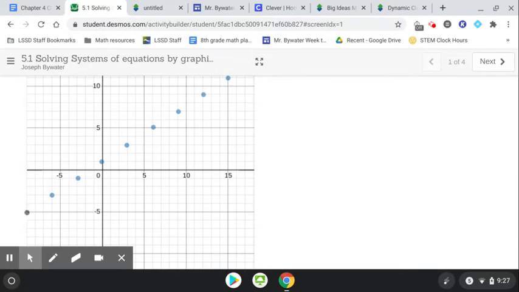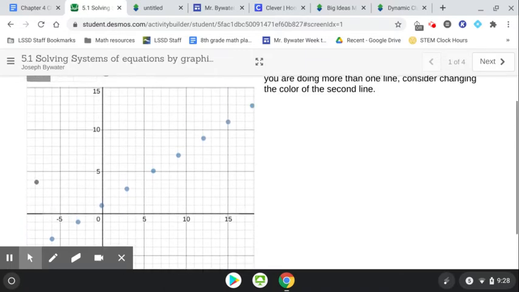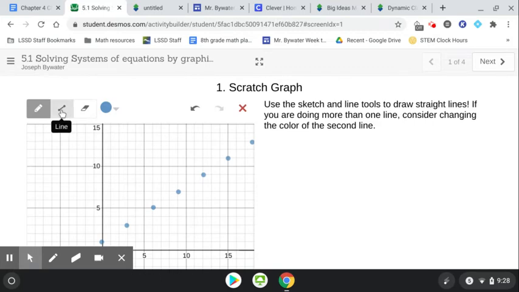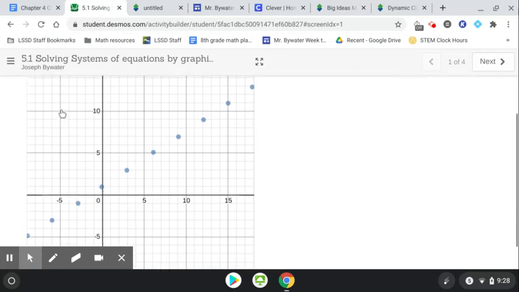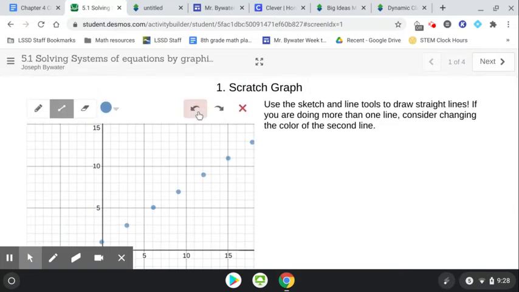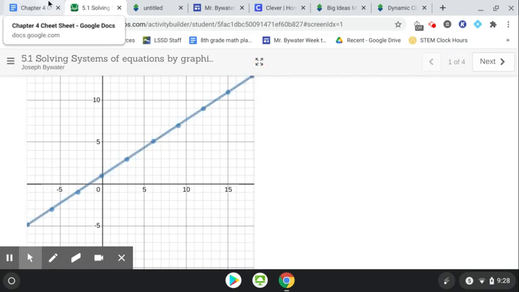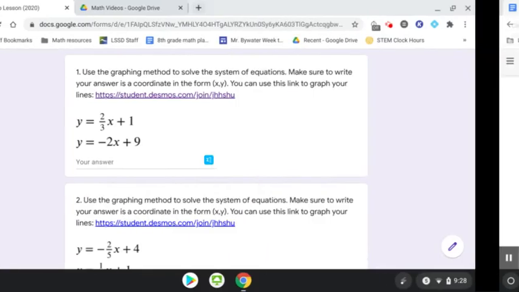All right. And now, once I have all my points, I can use this nifty little line tool to draw a line through all the points. So I'm going to click. Whoops, that's not going to be enough. Let's try that again. It's close enough. Yeah, it's pretty good. There's a line. I just graphed my first line. Let's graph the other line.